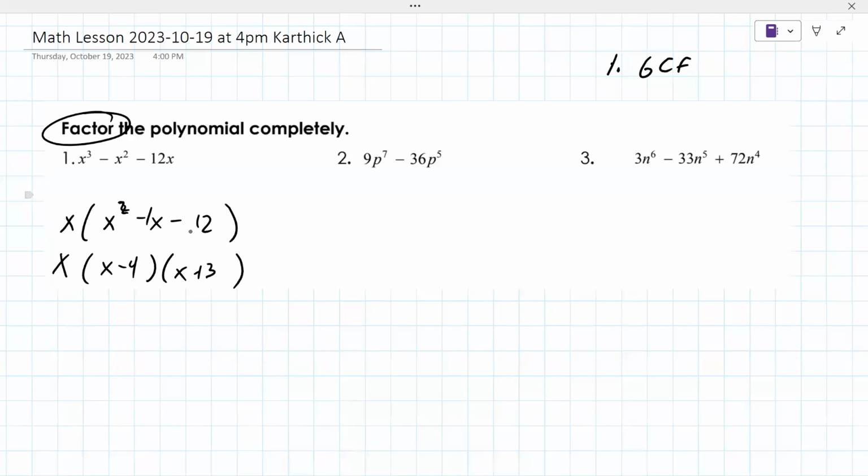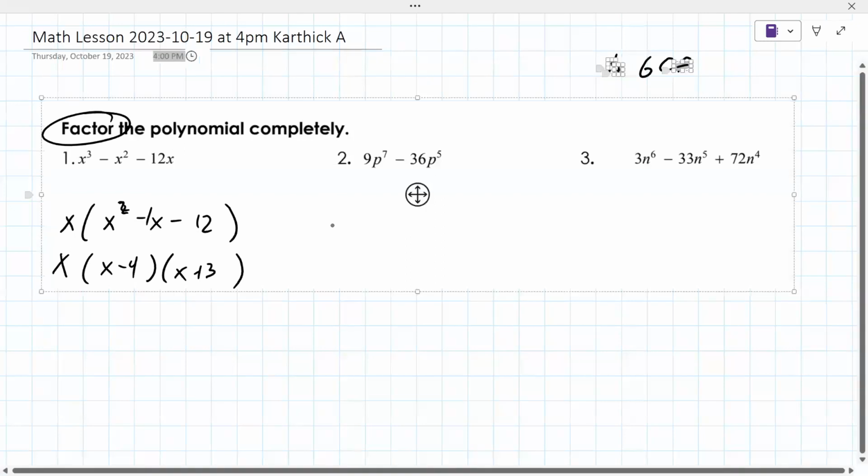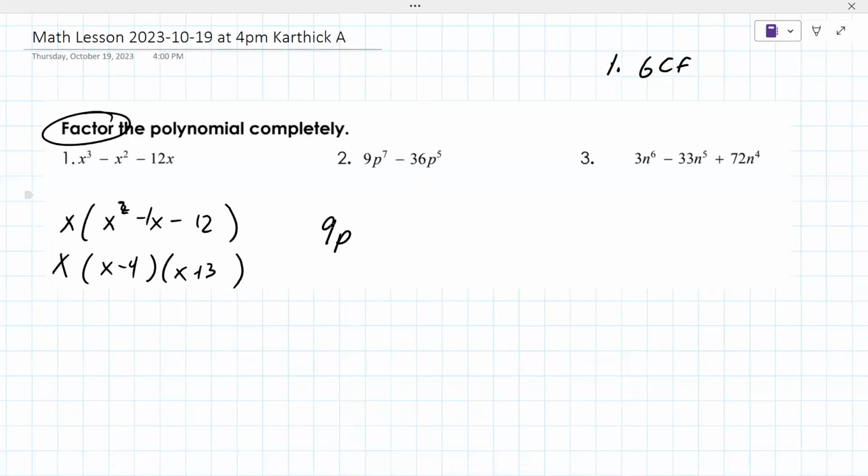Number 2, what is the GCF? What is the number or the letter that goes into both? Nine, 9, and then P to what power? P to the third power. Actually, no, 5. Yeah, because P squared minus 4.